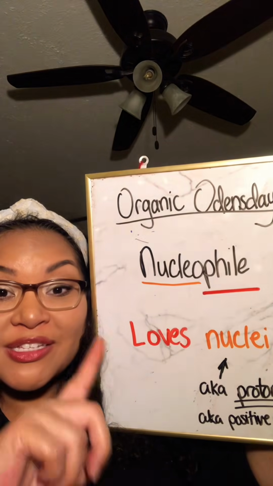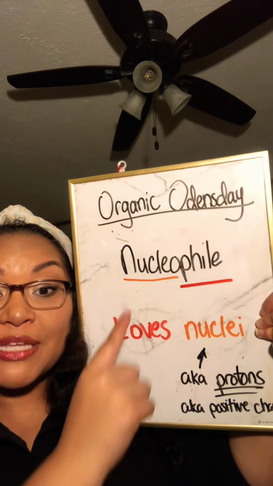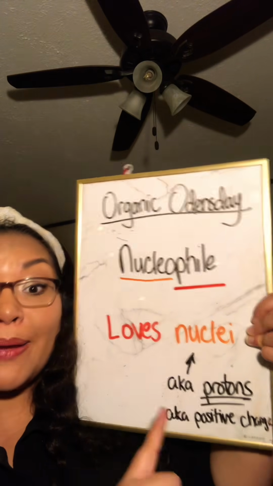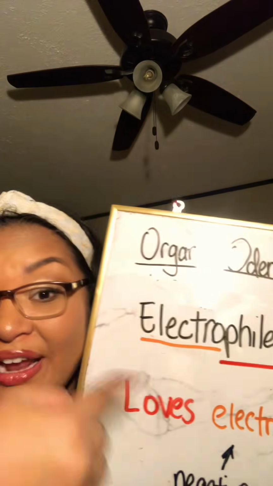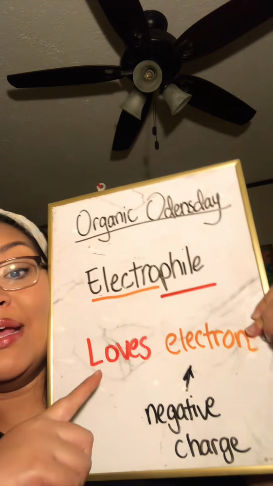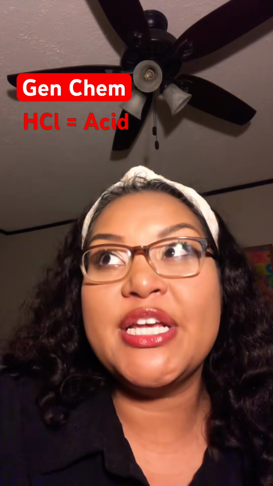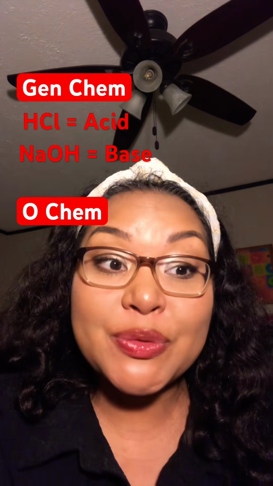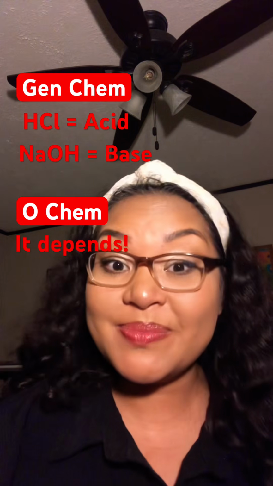The Lewis base is also called a nucleophile, meaning something that loves nuclei, aka protons, aka positive charge. On the other hand, electrophile means something that loves electrons, aka negative charge. Now in general chemistry, you would have been like, okay, HCl is an acid and NaOH is a base, but in organic chemistry, it actually depends on what all is being mixed.